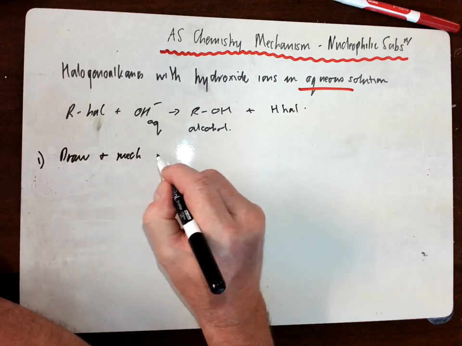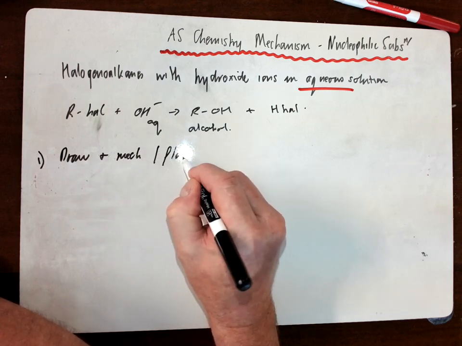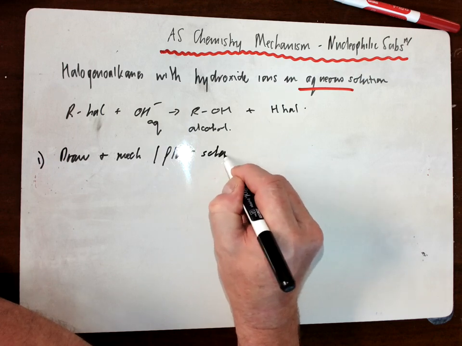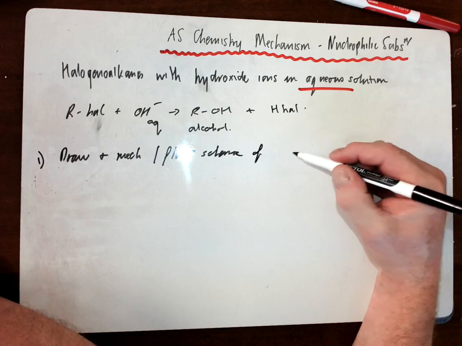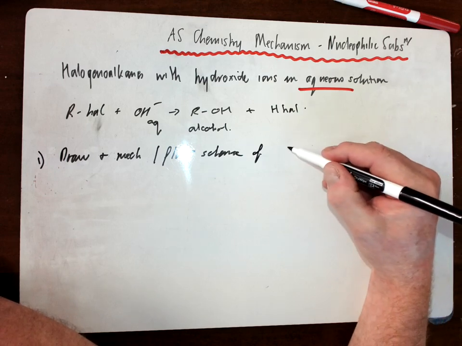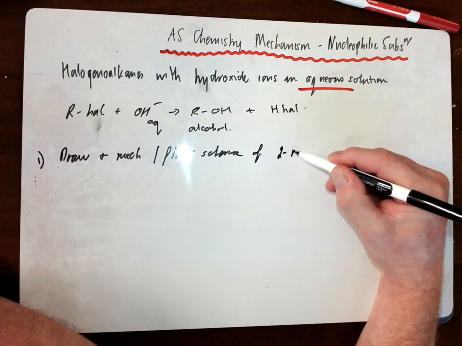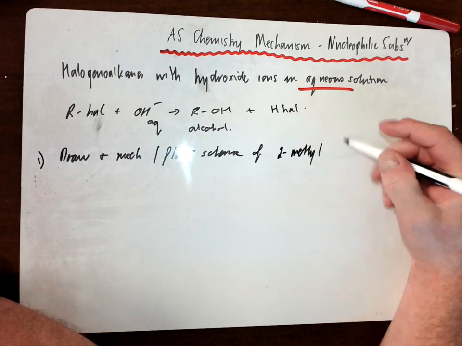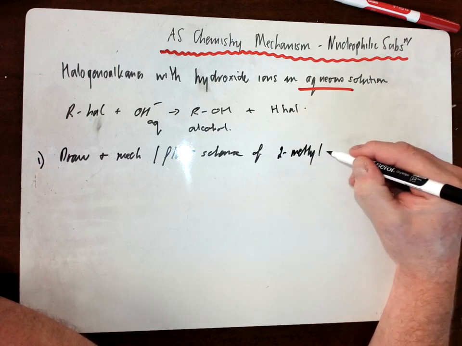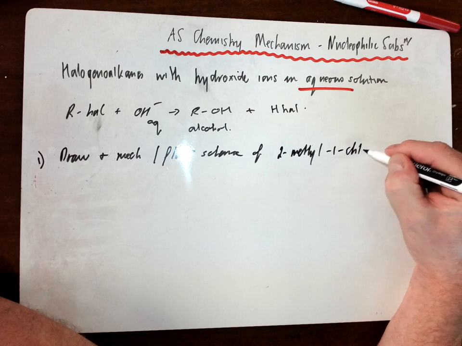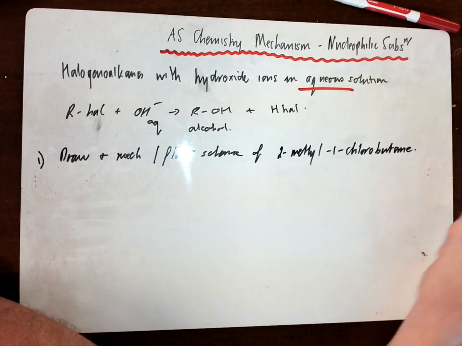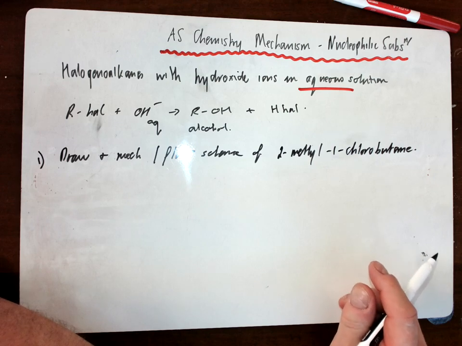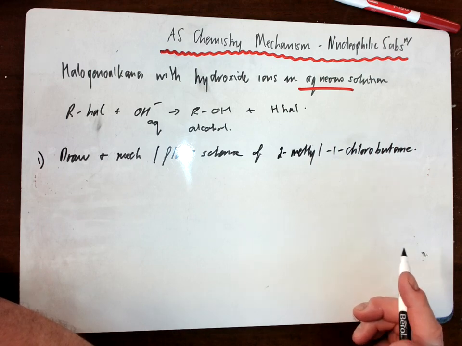So let's say the question is to draw a mechanism. Sometimes they call it a flow scheme or a flow diagram, of let's say we have 2-methyl-1-chlorobutane. So we'll make it reasonably challenging to begin with. We don't want to set a really easy one.